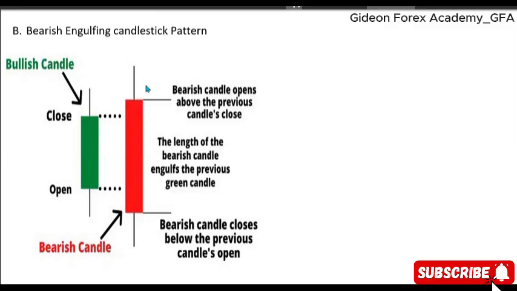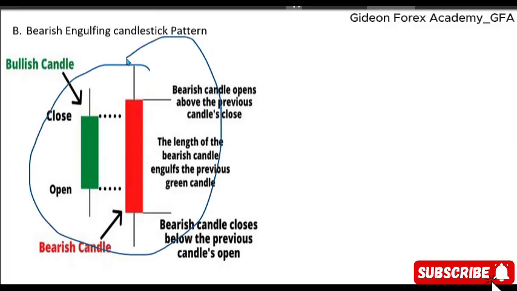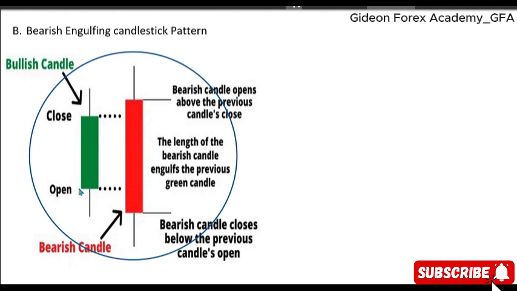So the bearish engulfing candlestick pattern looks like this. The first candle is bullish, it's green, it opens at the bottom here and closes here at the top. The next one is a bearish candle.